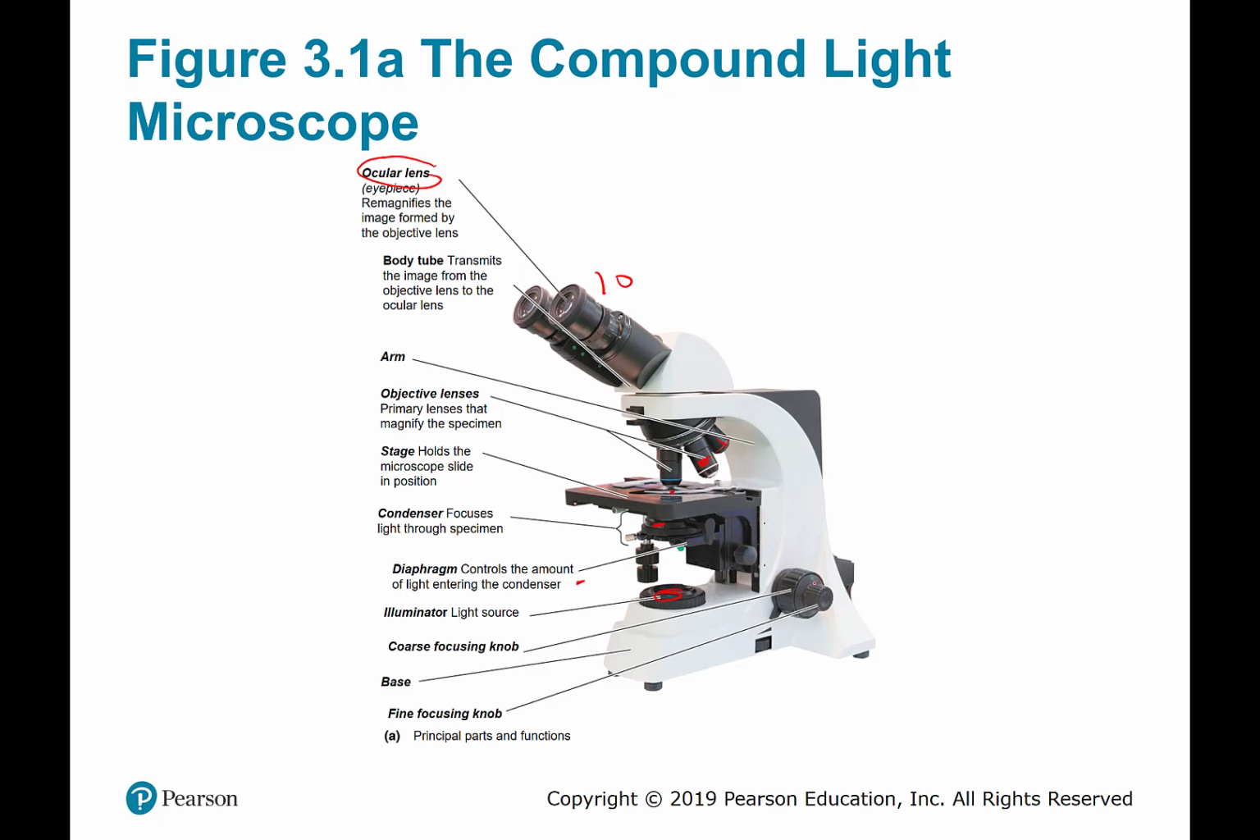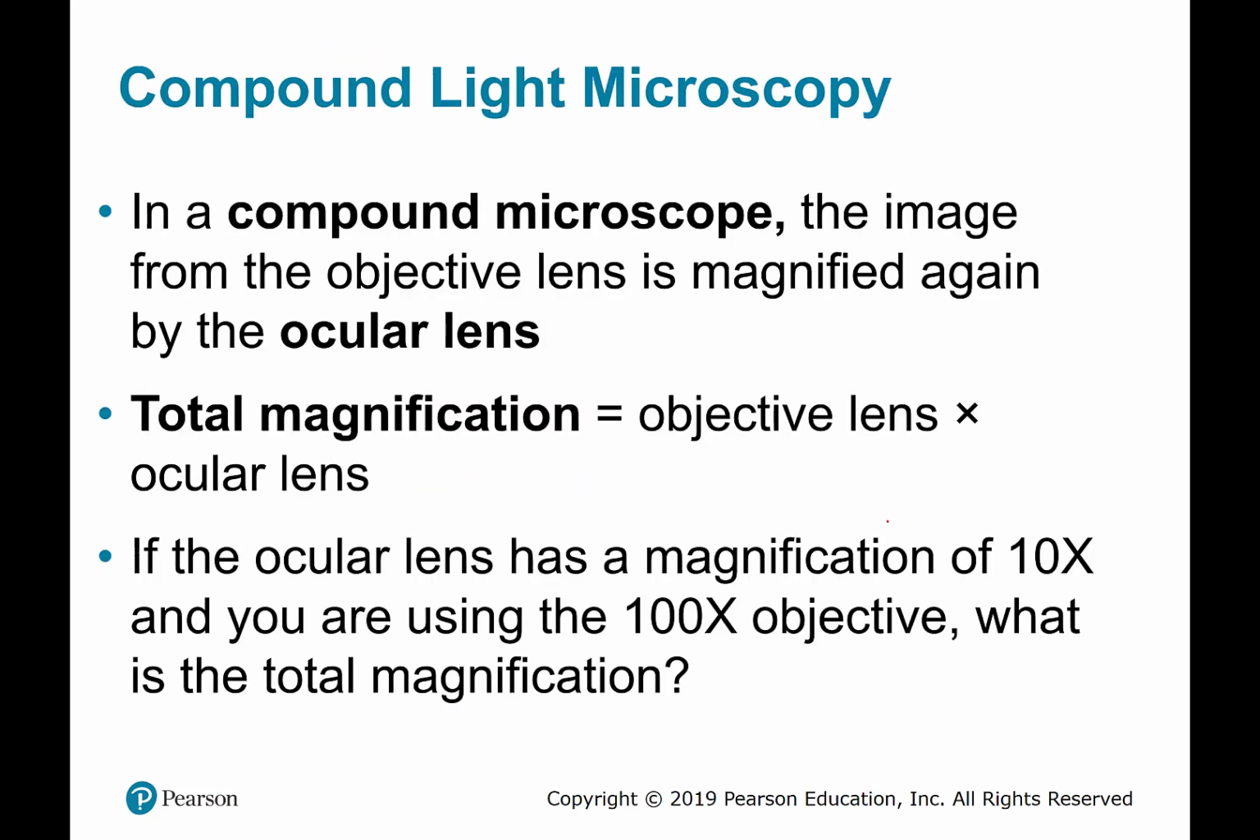You do have focusing knobs. So the coarse focusing knob is going to move the stage up and down. That's going to be the focusing knob you want to start using. And then once you have that specimen in focus, you then use the fine focus knob. In a compound light microscope, the image from the objective lens, as I mentioned, is magnified again by the ocular lens. And that's why we say compound, because you have 2 magnification lenses.